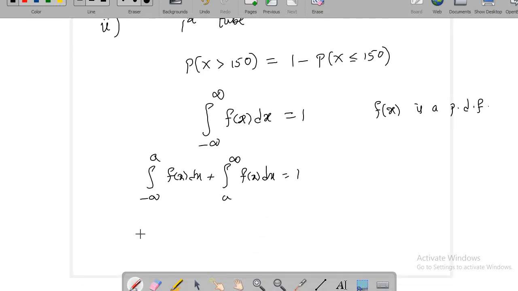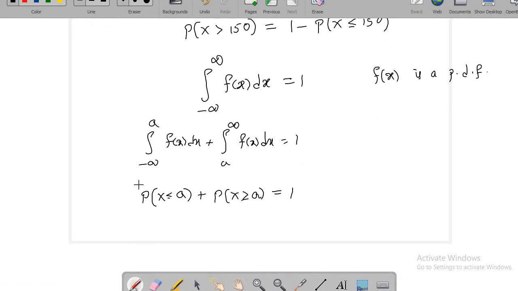Now if you look at the first expression, that's the probability that x is less than or equal to a. But in the continuous case, it doesn't matter whether you write equal to or not. And this one you can see as the probability that x is greater than or equal to a. So this will give you 1. This implies the probability that x is greater than a can be expressed as 1 minus the probability that x is less than or equal to a.